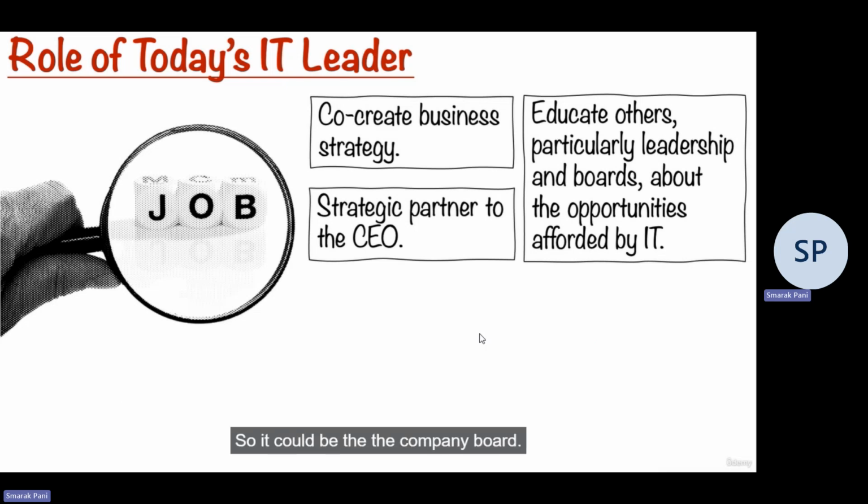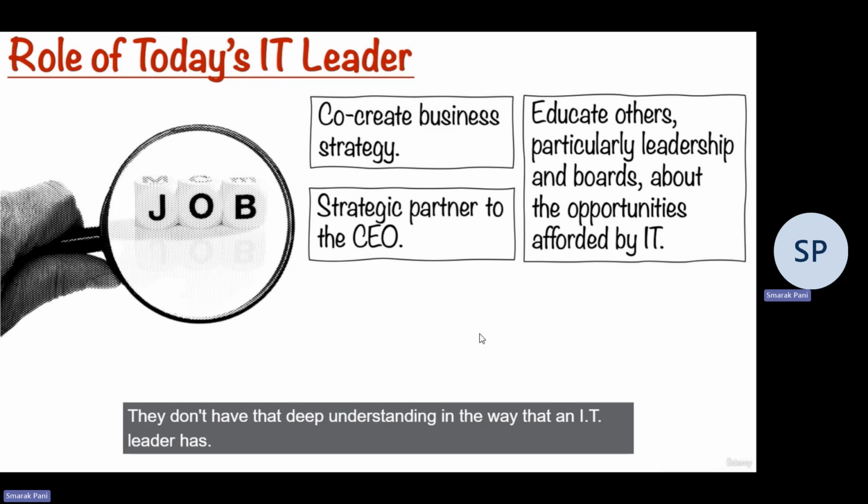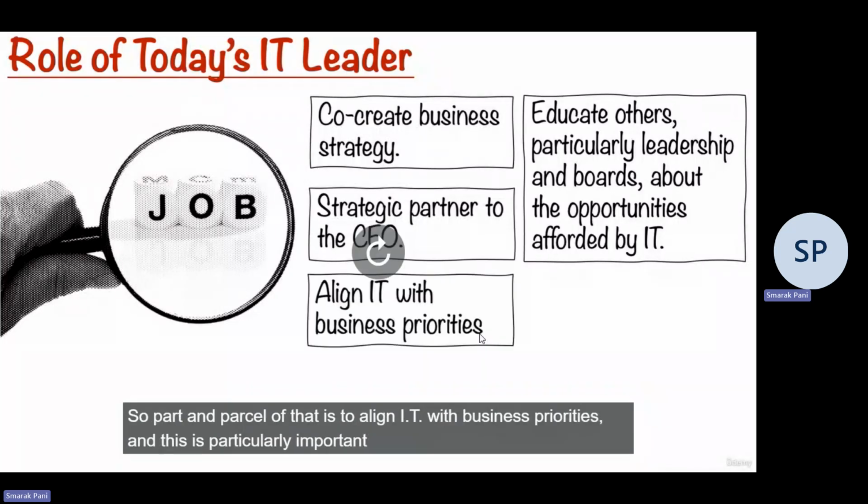I think another important role for an IT leader is to really educate others who are non-IT savvy. So it could be the company board, it could be the leadership team within the organization. They're not typically experts in technology. They don't have that deep understanding in the way that an IT leader has. And part of the role of an IT leader is really to educate people and to talk about the opportunities that are available with using the technology to really drive the business ambitions, to align IT with business priorities, and to set an IT vision. It's important that whatever that strategy is on the IT side, it's got to be aligned with the business priorities of that organization, and it's got to be helping the organization move in that particular direction.